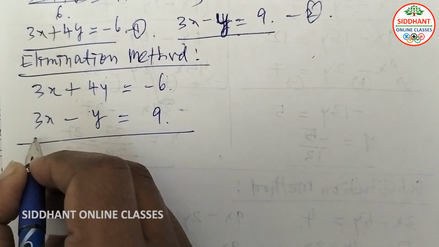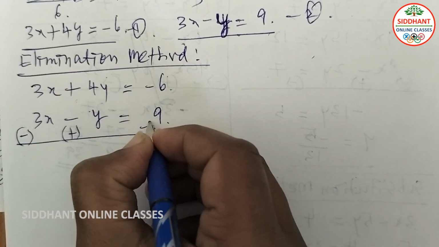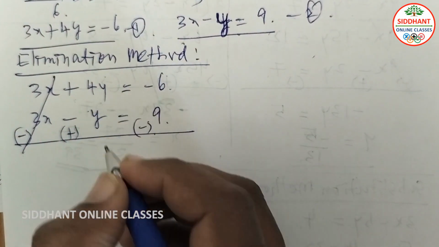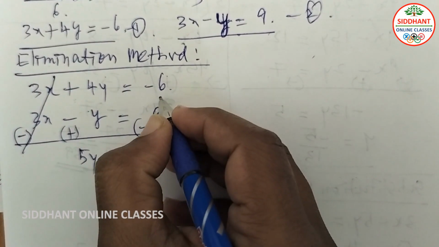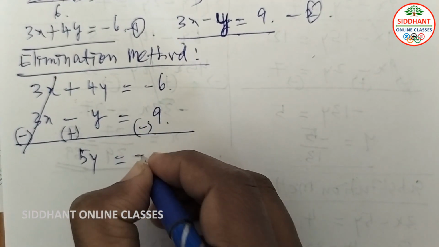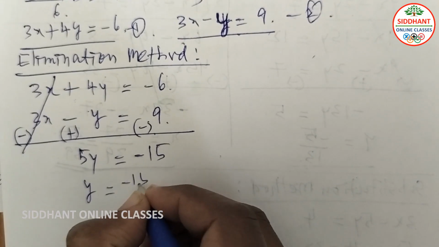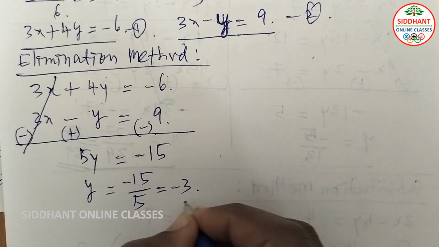Now we are going to change the signs: here minus, here plus, here minus. Now x will cancel. 4y plus y will be 5y, that equals minus 6 minus 9, which will be minus 15. Then y equals minus 15 by 5, which is equal to minus 3.